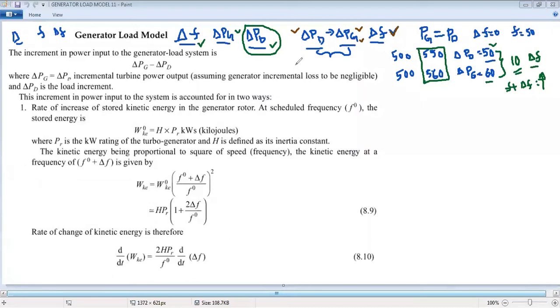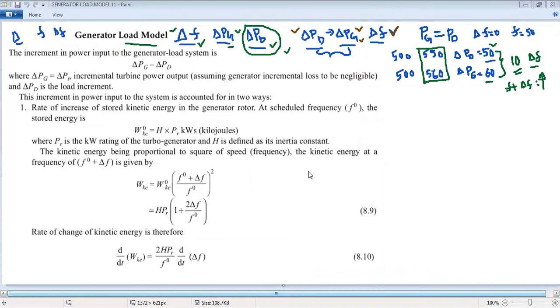If there is an increment or decrement in the entire system, according to that you have to adjust the generation. If the adjustment is not equal to the requirement of the load, then automatically it affects delta F, which may not be equal to 0 if these two are not matched. The speed governing system always tries to match the increment in the load by generating power equal to the load. That is what is happening with respect to the generator load model.